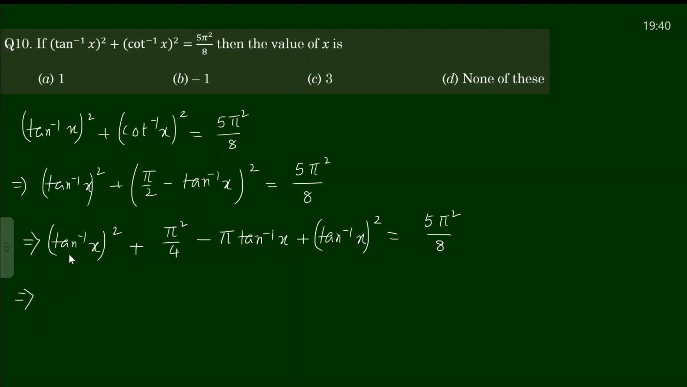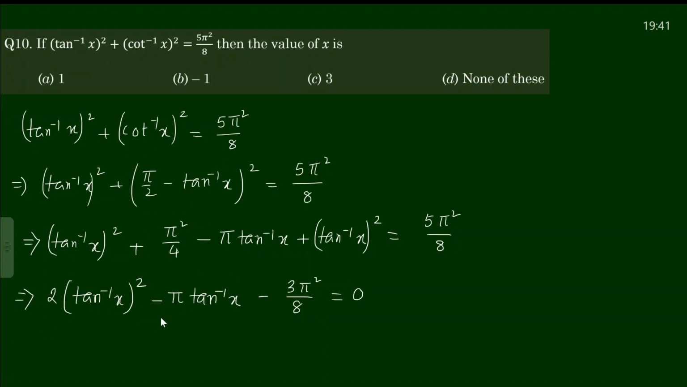So this implies this (tan inverse x) whole square and this (tan inverse x) whole square will make it 2 times (tan inverse x) whole square, then minus pi tan inverse x, and this pi square by 4, equals 5 pi square by 8. So if you take 2 pi square by 8 for pi square by 4, it will be minus 3 pi square by 8 is equal to 0. Is not it? Just multiply 2 by 2 in the numerator and denominator. So it is 2 pi square by 8, and here 5 pi square by 8, so 3 pi square by 8 shifted to the left. It is minus 3 pi square by 8.